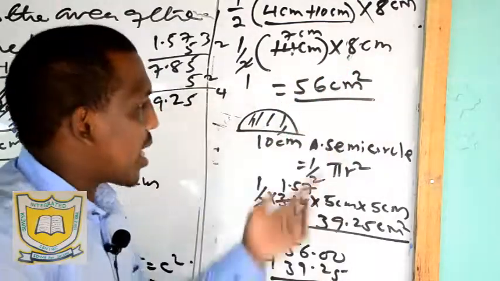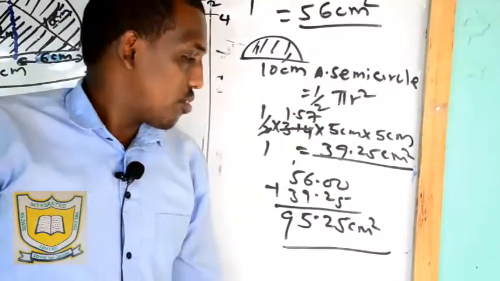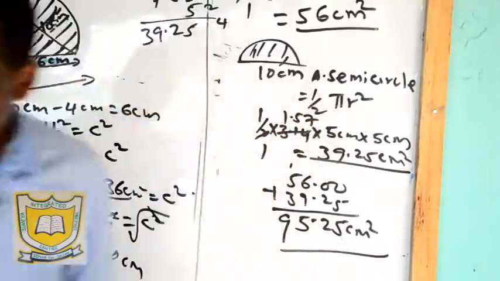What do you do now? We add the two: 56 plus 39.25, you will get 95.25 centimeter squared. That's how we get it.